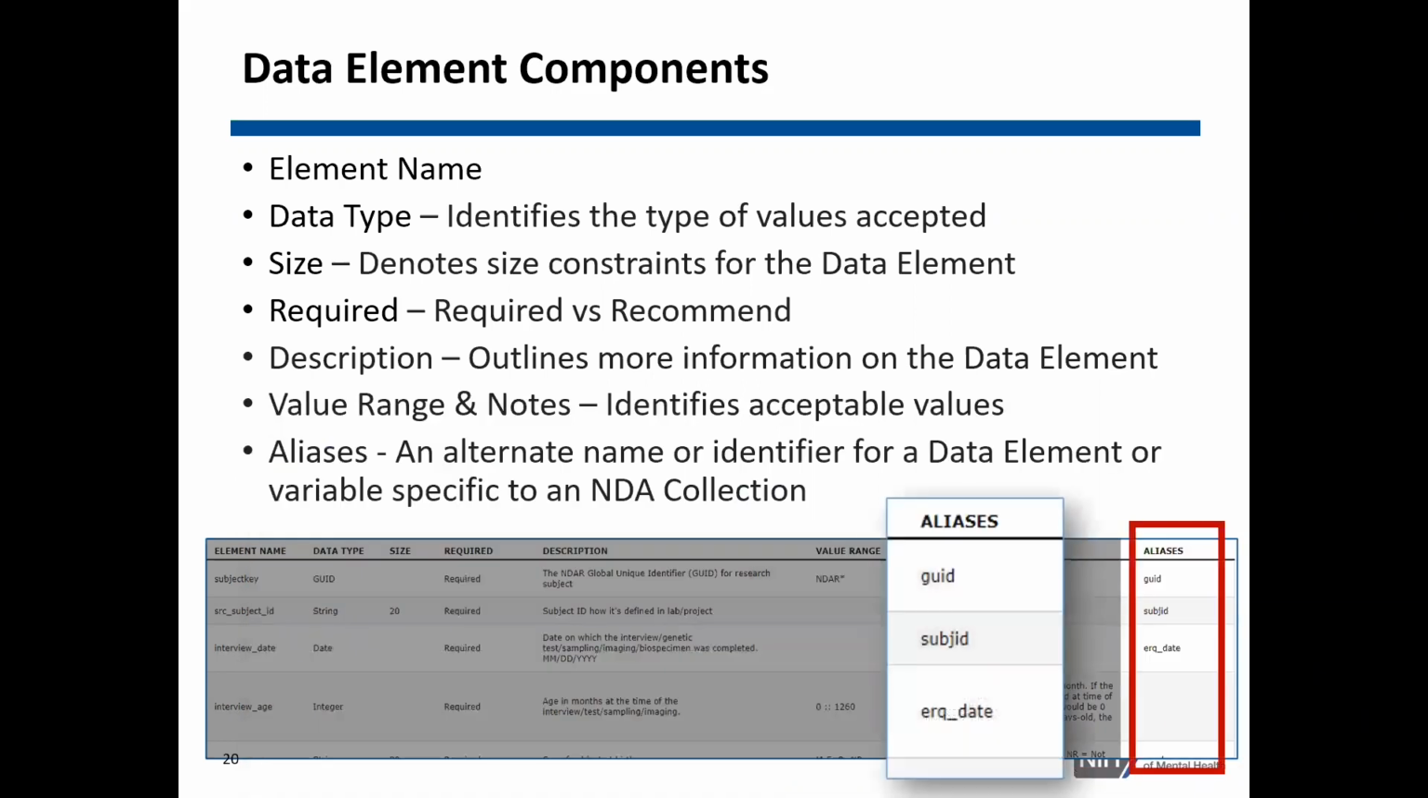And lastly, we have our aliases. These are just alternate element names or identifiers for a data element that are specific to the NDA collections that request these aliases. So if you see an alias, like in this example, you see REQ_date for the data element interview date. This means that if you requested to use this alias for your NDA collection, then you're able to use it. However, if you did not request to use this alias that's listed here, you should use the original element name interview_date.